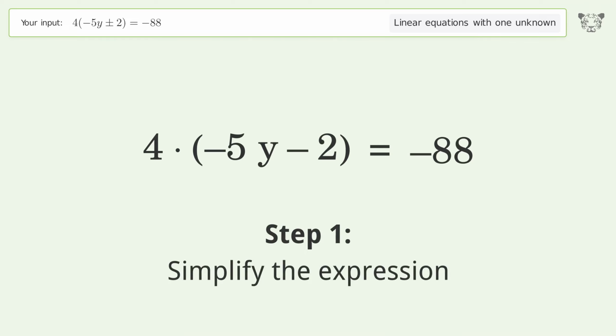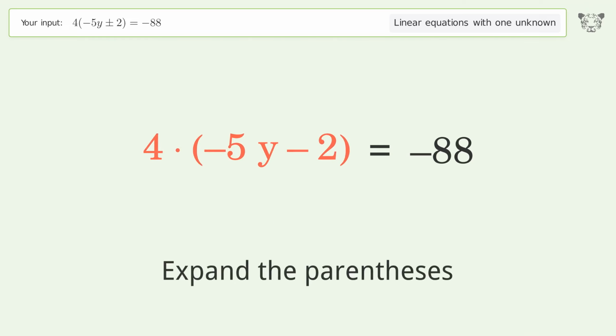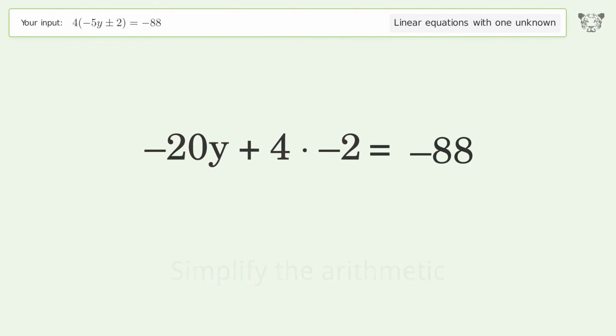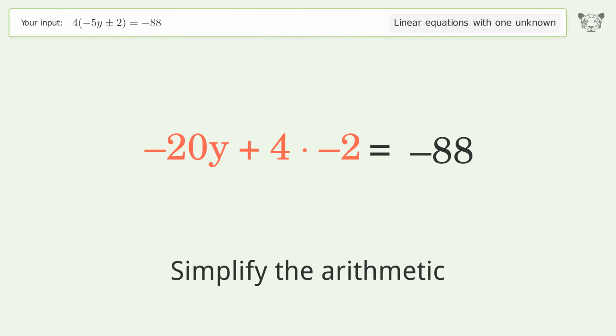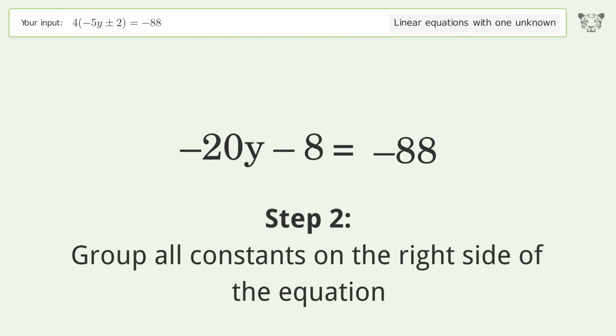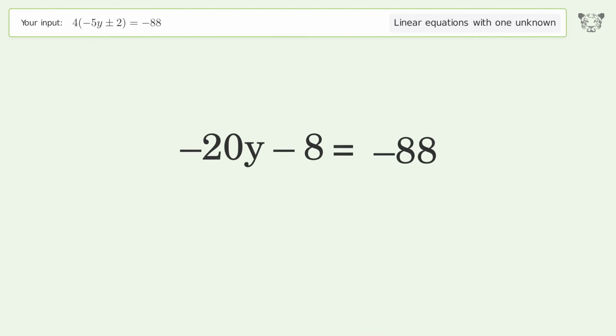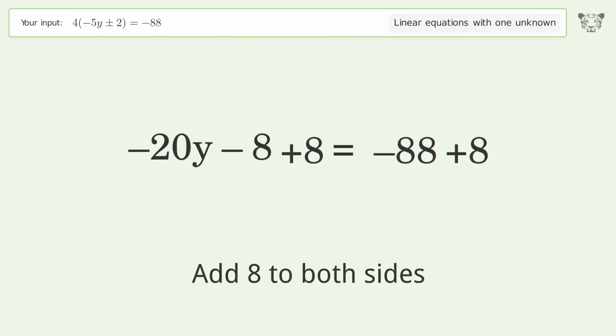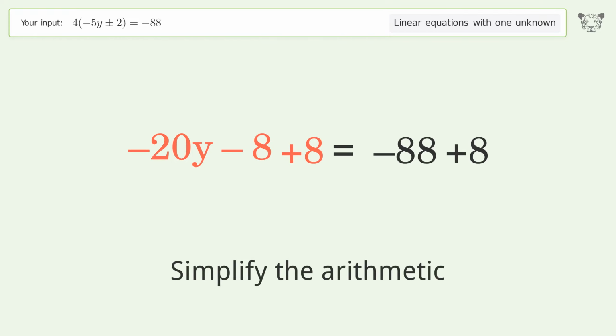Simplify the expression. Expand the parentheses. Multiply the coefficients. Simplify the arithmetic. Group all constants on the right side of the equation. Add 8 to both sides. Simplify the arithmetic.